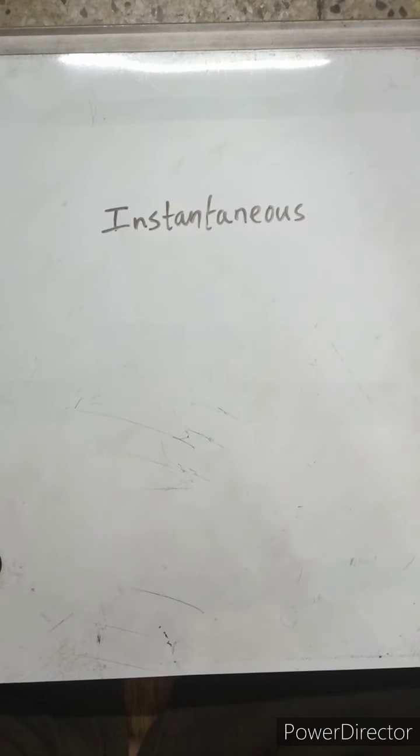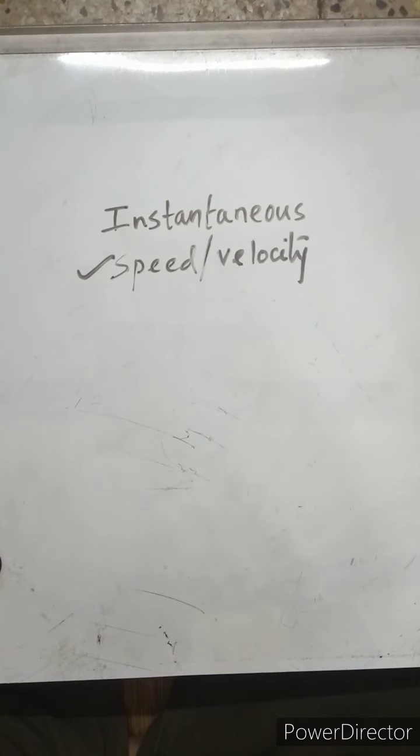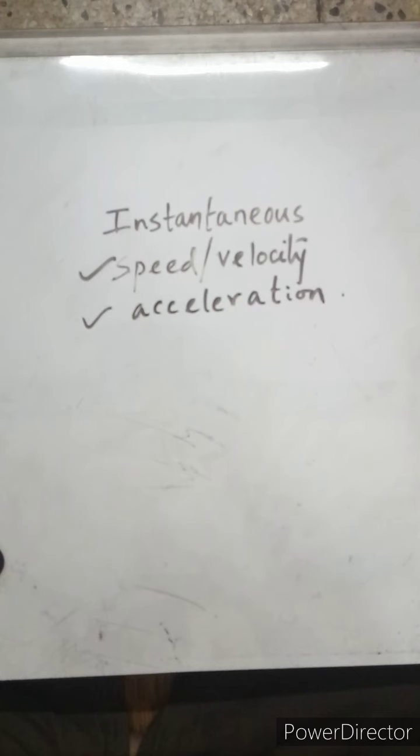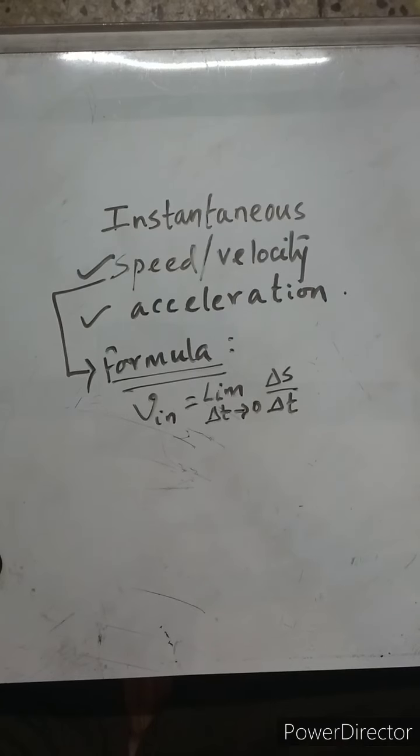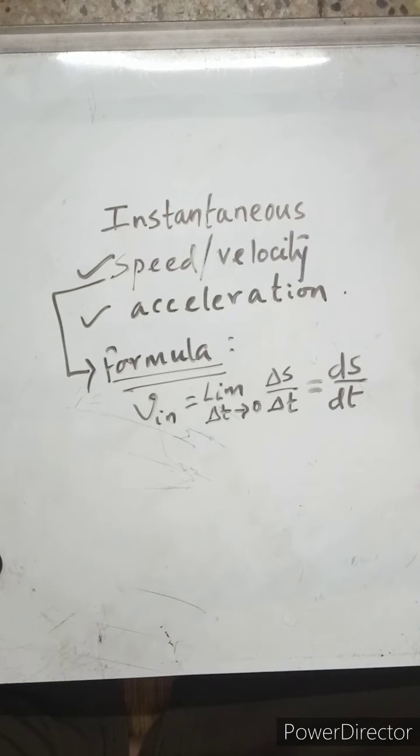Hello everyone. We are continuing with kinematics, and today we will be discussing the instantaneous cases that we had discussed previously. We will be dealing with the problems related to instantaneous speed or velocity as well as acceleration. Now, the formula, just recapitulating the thing. So we have the V instantaneous to be equal to limiting del t to 0, del s by del t, or delta s by delta t, is equal to ds by dt.